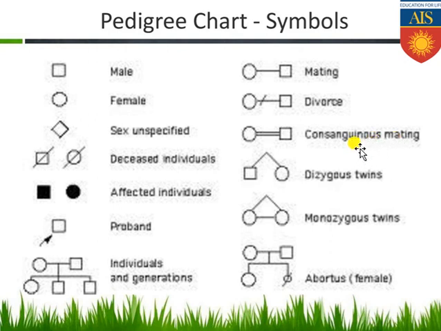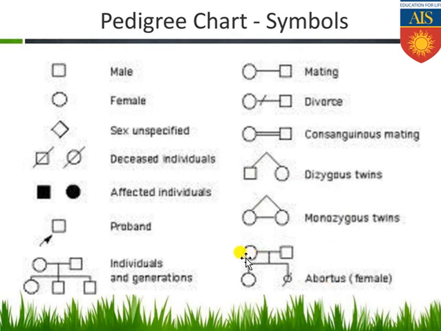Dizygotic twins means these twins, male and female, may be different based on gender, and they have been produced from two different zygotes. So for that reason they are considered dizygotic twins. Next, monozygotic twins means these two twins are produced from a single zygote. So for that reason they are connected with each other by a single bond also.